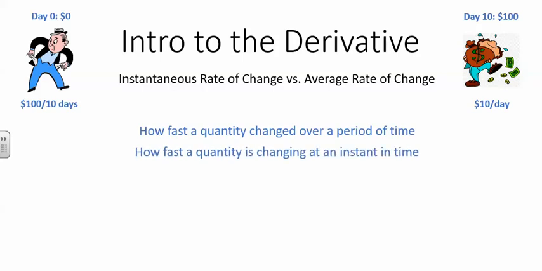An instantaneous rate of change, however, measures how fast a quantity is changing at an instant in time. And we're going to see that an instantaneous rate of change is nothing more than an average rate of change where the elapsed time is minimized until it is essentially zero, but not zero. And more on this later.